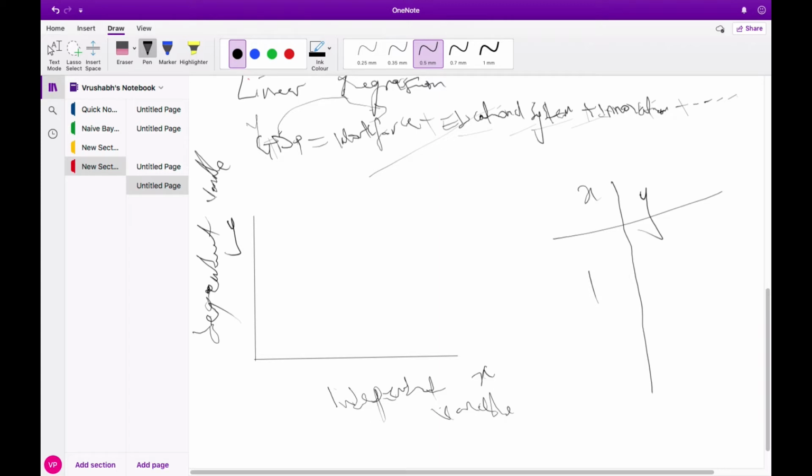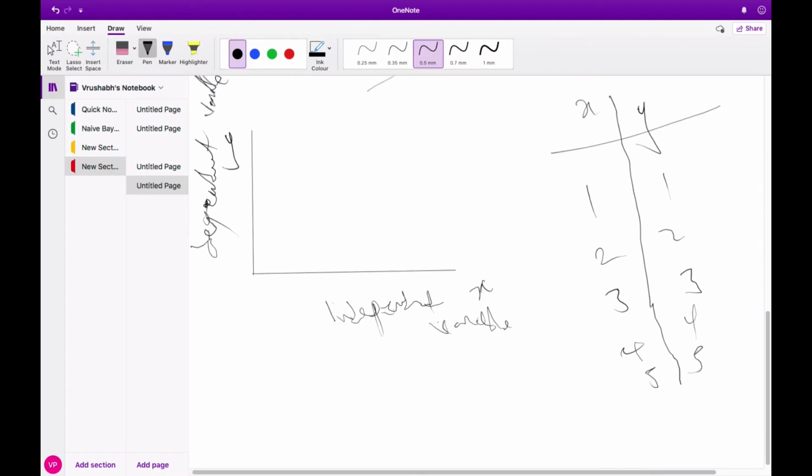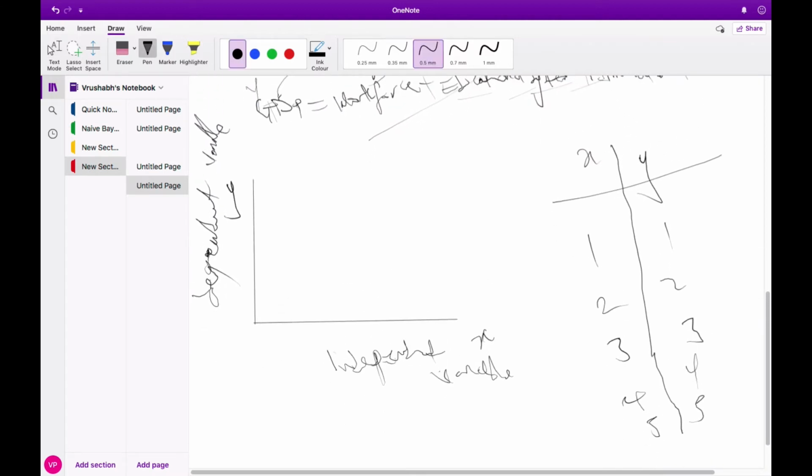So let's say we have x to be 1, y to be 1, x to be 2, y to be 2, x to be 3, y to be 3, x to be 4, y to be 4, x to be 5, y to be 5, right? So let's just take this one. I think it's okay now. Okay, now we are saying that if x is 1, y is 1.